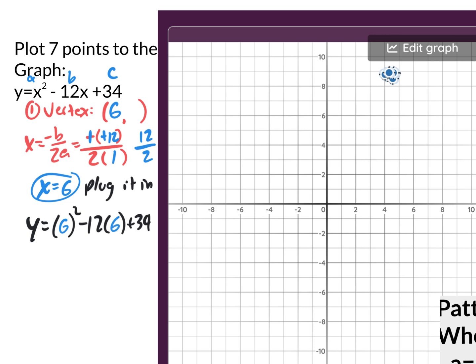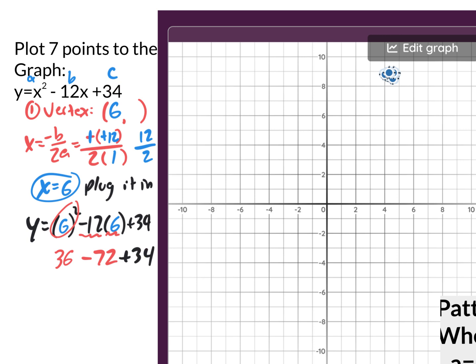And then you could do the math, either type it all in on a calculator or use PEMDAS. Start with exponents. 6 squared is 36. And then you can move on to multiplication. Negative 12 times 6 is negative 72. And then you could bring down that plus 34. That is a C value, 34.